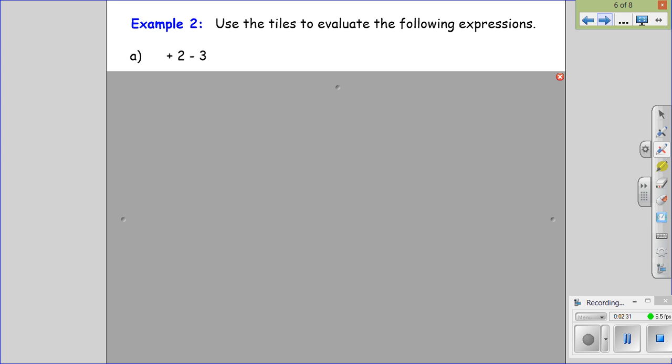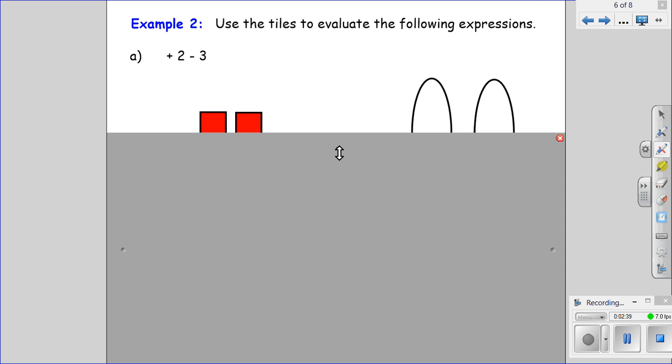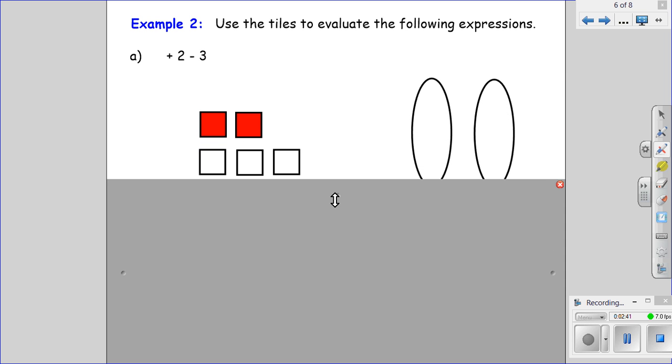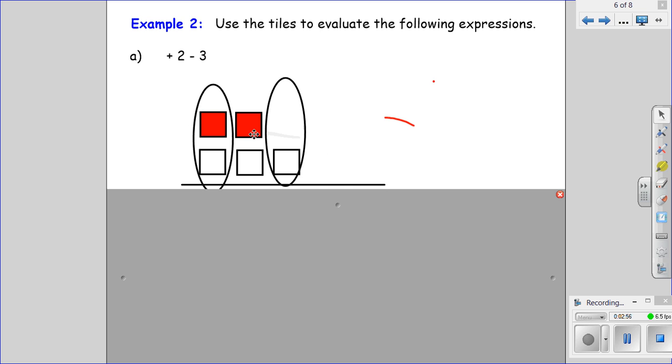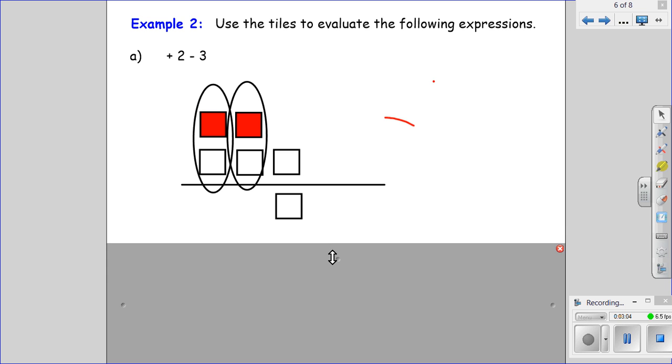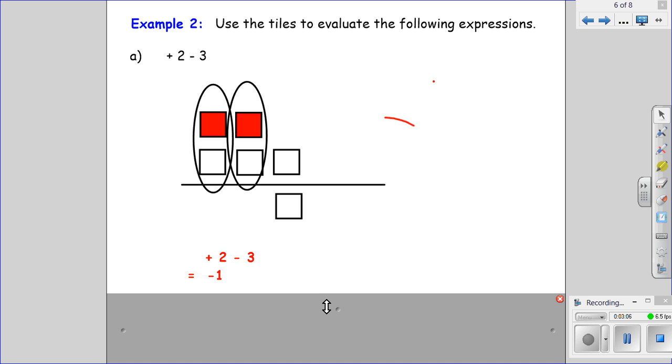Now what happens when the signs are different, as in +2 minus 3? Well, +2, we use 2 red tiles. And -3, we use 3 white tiles. Now way back at the beginning, we talked about the fact that a +1 and a -1 give you 0. So that's a 0 right there. And if I drag this over, I've got a 0 there, and I'm left with 1 negative. So +2 minus 3 gives -1.